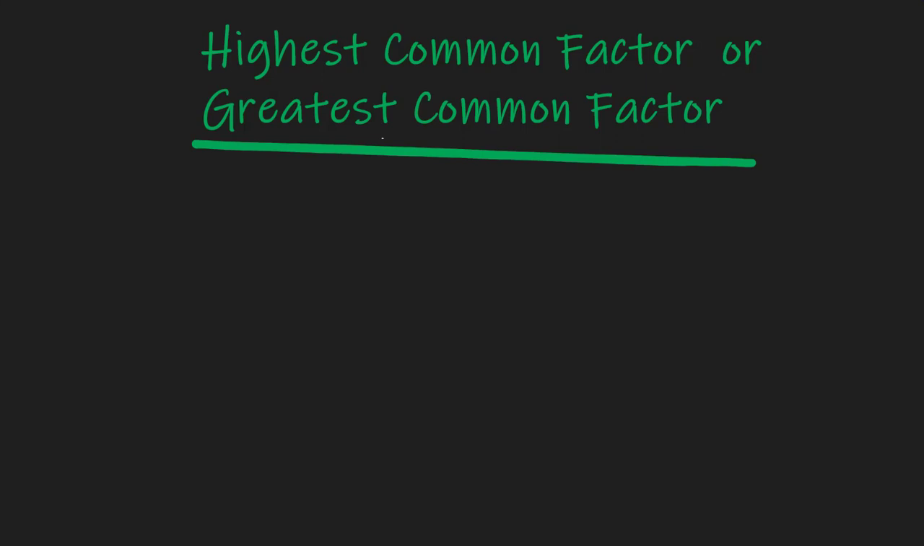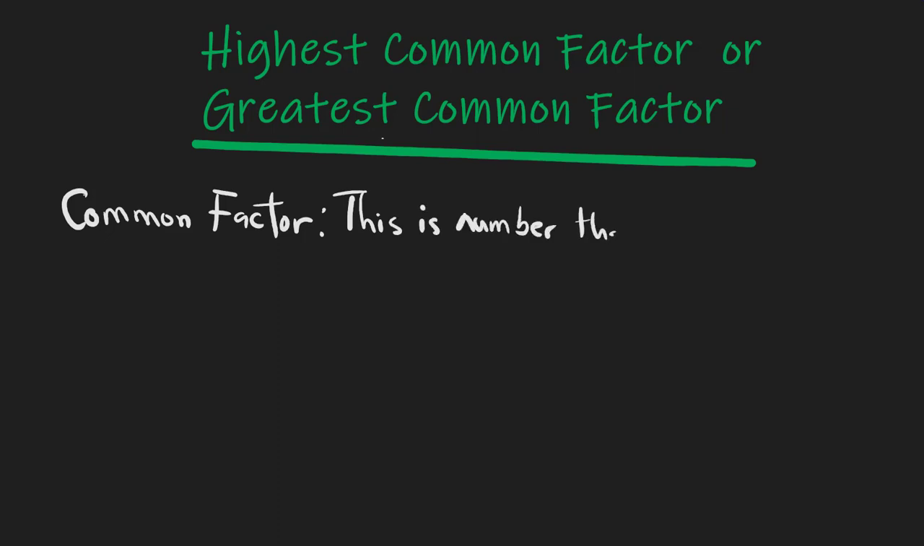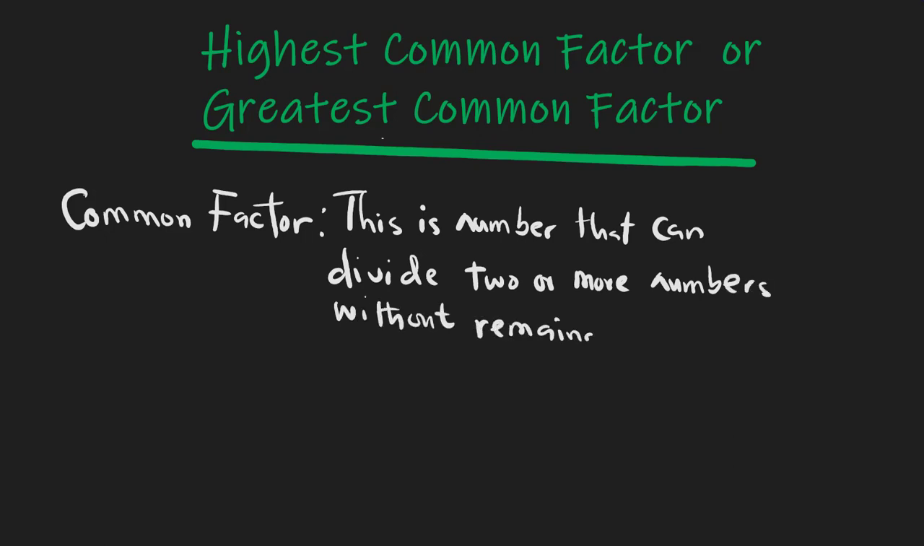What is then a common factor? A common factor is a number that can divide two or more numbers without remainder. So we said a common factor is a number that can divide two or more numbers without remainder.